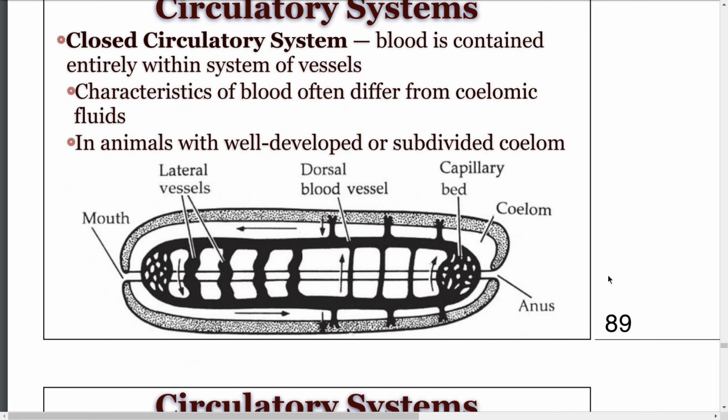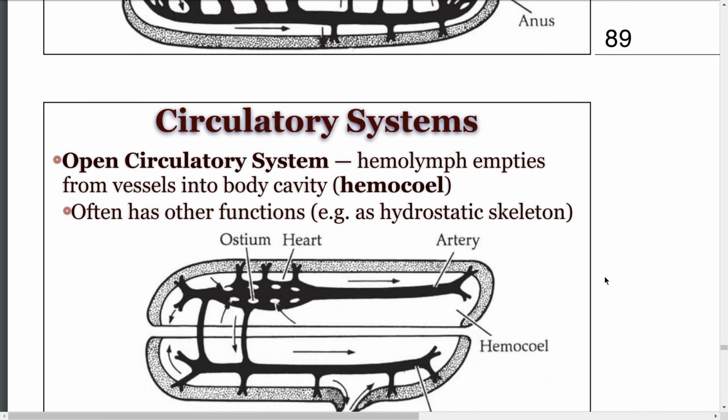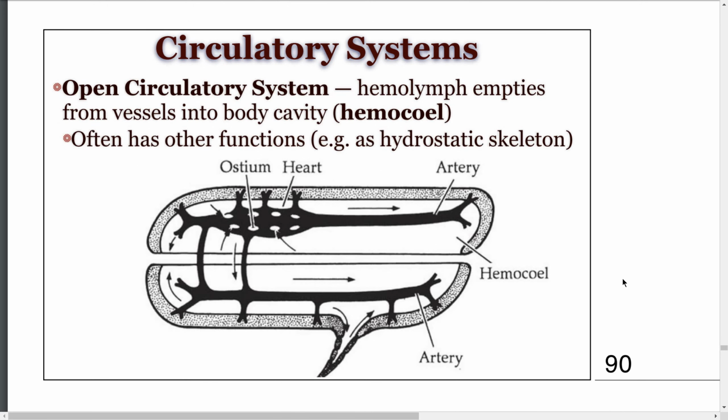Can be often subdivided. In contrast to a closed circulatory system, an open circulatory system is just that. The vessels don't form a sealed system, but instead are open, not to the external environment, but to other fluid-filled cavities, to the coelom or pseudocoelom, depending on what the animal has. And so the fluid in open circulatory systems is called the hemolymph, rather than blood.